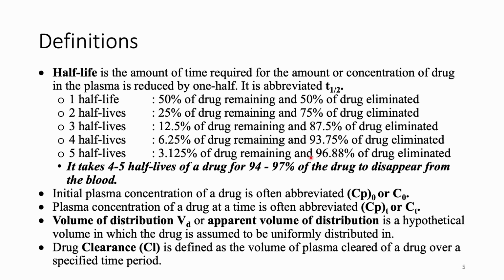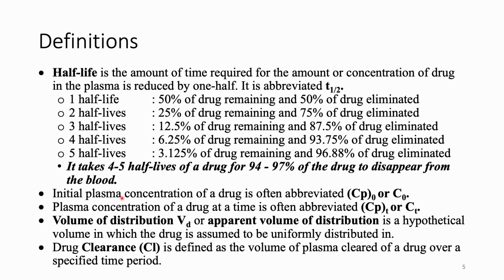In general, a drug is considered to be removed almost entirely out of the body when 94 to 97% of drug disappears from the blood. And it takes 4 to 5 half-lives. In PK calculation, usually they assume after 4 half-lives, most of the drug will be eliminated out of the body.